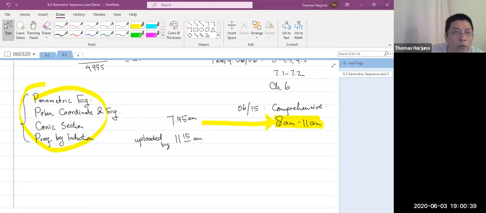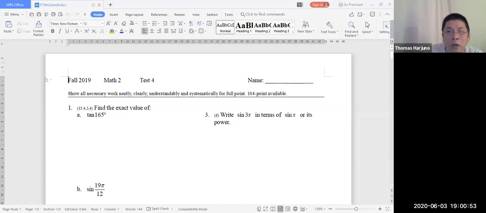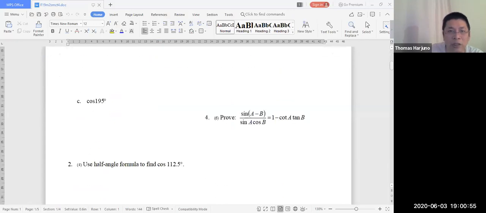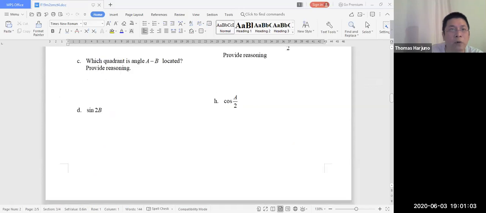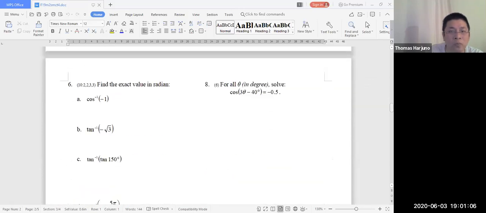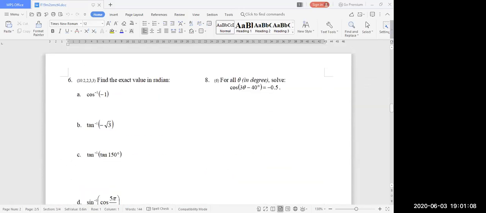I don't want to give you a misleading statement, but for example, you do expect to see similar questions, not the same question. Okay, you expect to see similar questions. This is my test 4 from fall 19.